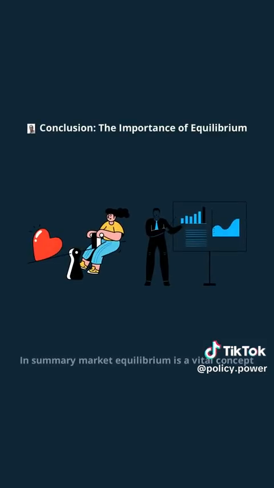In summary, market equilibrium is a vital concept that keeps our economy running smoothly. By balancing supply and demand, markets find the right price for goods and services, ensuring resources are used efficiently. Understanding how equilibrium works helps us make sense of price changes, shortages, and surpluses in everyday life. Whether you're a consumer, a business owner, or just curious about economics, knowing about market equilibrium gives you valuable insight into how the world around you operates.